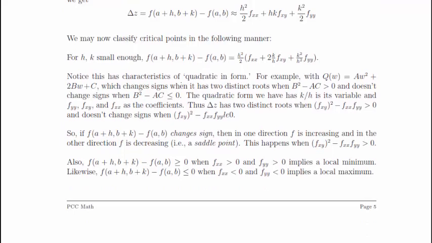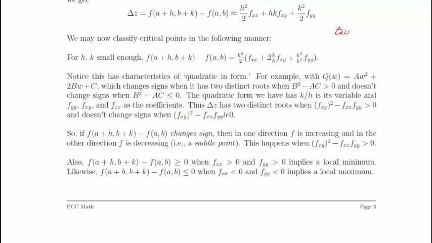So notice this has a characteristic of quadratic in form. For example, if I had the quadratic q of w equals a w squared plus 2b w plus c, this changes signs when it has two distinct roots. So it'll have two distinct roots when b squared minus ac is greater than 0. I want to kind of show you where this is coming from.